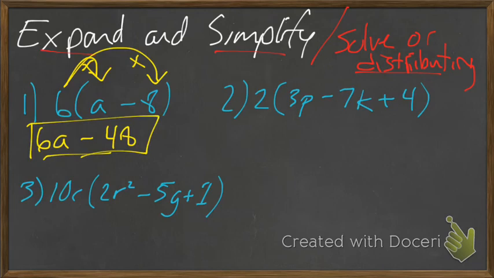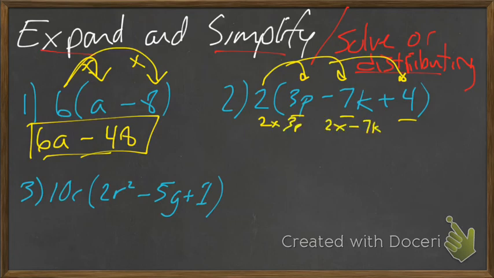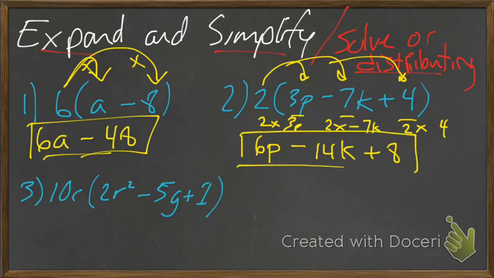The second equation has multiple terms. There's 3 terms in here. This 2 is going to distribute towards all of them. So 2 multiplied by 3p, 2 multiplied by negative 7k, and 2 multiplied by 4. So we'll have 6p subtract 14k plus 8. And because we don't know what p and k are, they are unknowns, that's as far as we can take that equation.